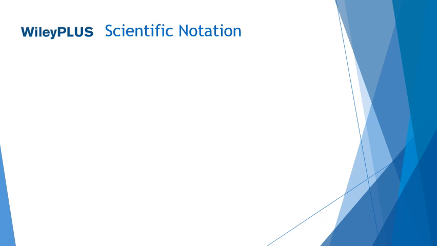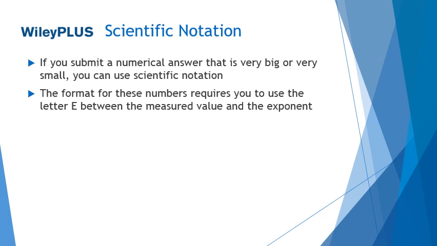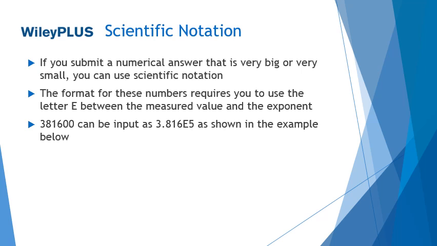That's the chemistry input palette. Spend some time with that and you will become comfortable with it. Next, let's talk about scientific notation. Some of the numerical answers are really, really big or really, really small. So you have to use scientific notation. The entry boxes for those answers do not have a times, do not have a 10 to the x. So what you'll do is use a letter E between the measured value and the exponent.